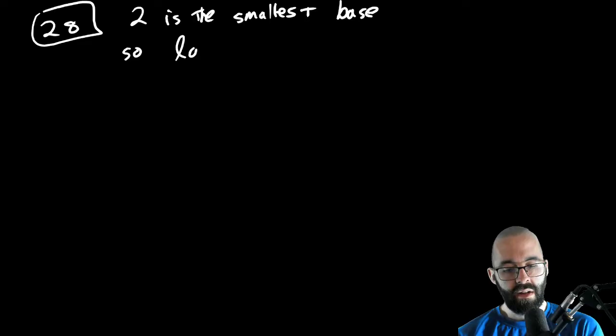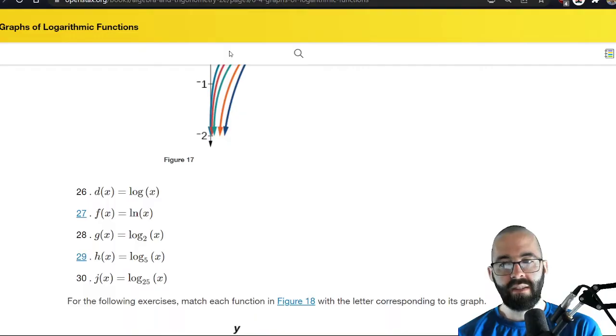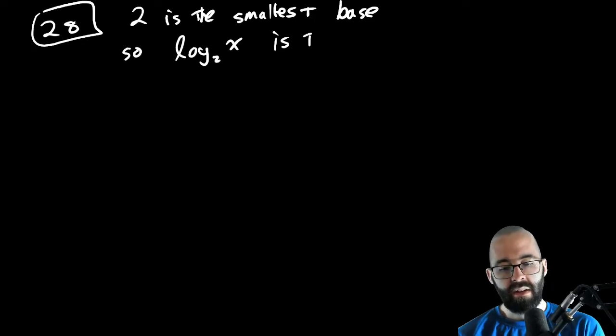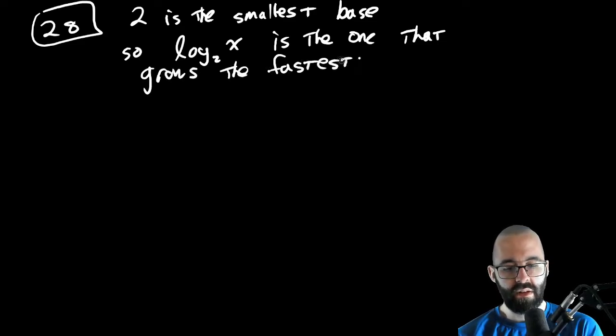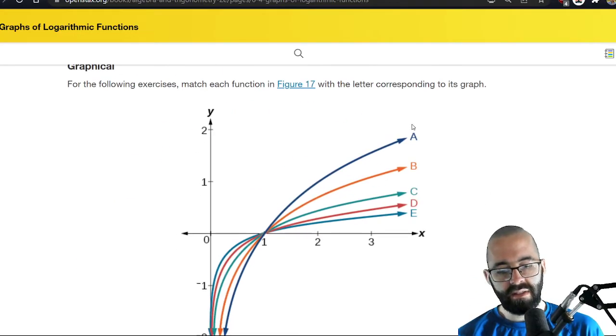So log base 2 of x is the one that grows the fastest. That's how we solve this problem. Which one grows the fastest? A does.